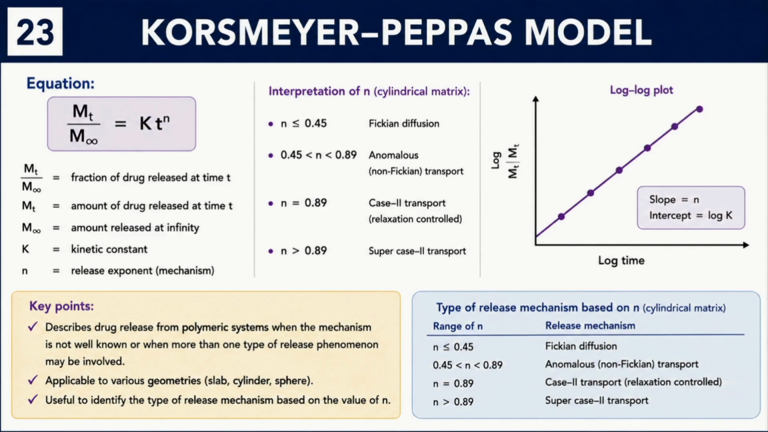the release exponent. So the value of n helps us understand whether release is predominantly controlled by diffusion, polymer relaxation, erosion or a combination of mechanisms. So for accurate interpretation, the applicable geometry and the selected data range must be considered here.